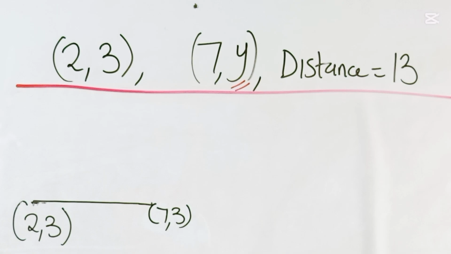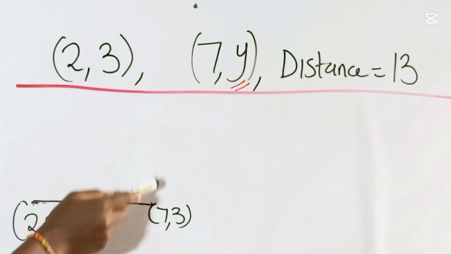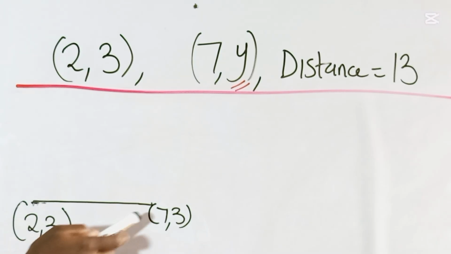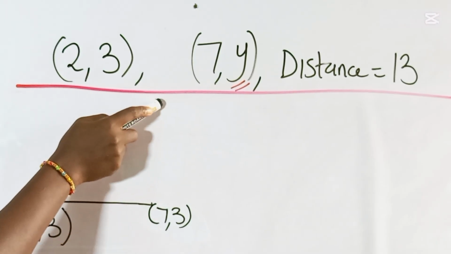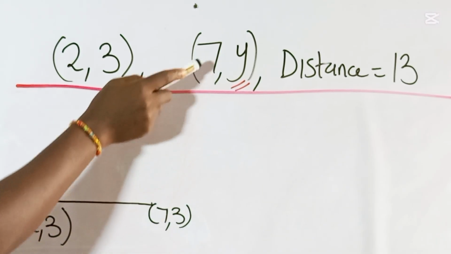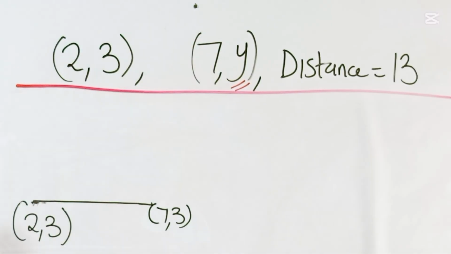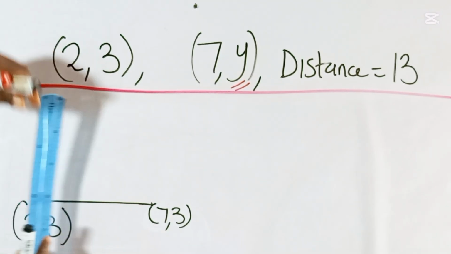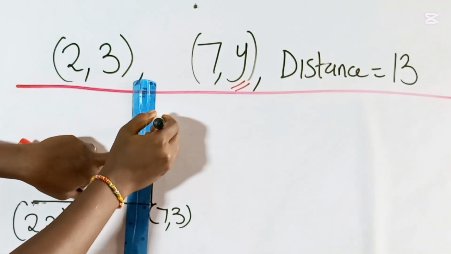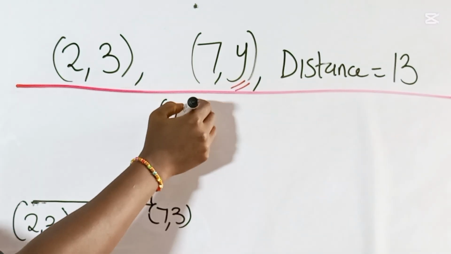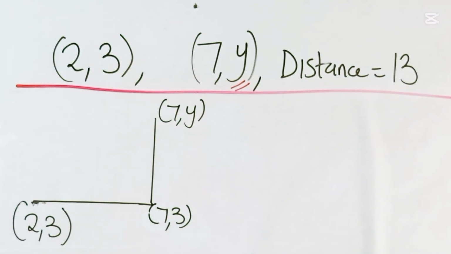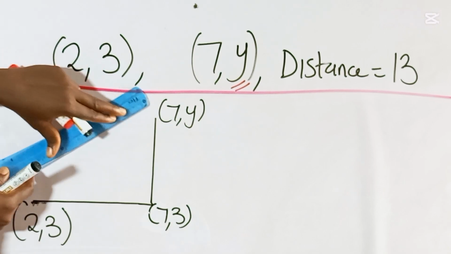But this is not the final point. The actual point is somewhere above or below. That is, we either move vertically upwards or vertically downwards to meet this point 7 and y. For now, we are going to choose one direction. We are going to move upwards. So if we move upwards, we are going to have 7 and we have y as the unknown. We are given the distance as 13, so we draw a diagonal, which is the distance.